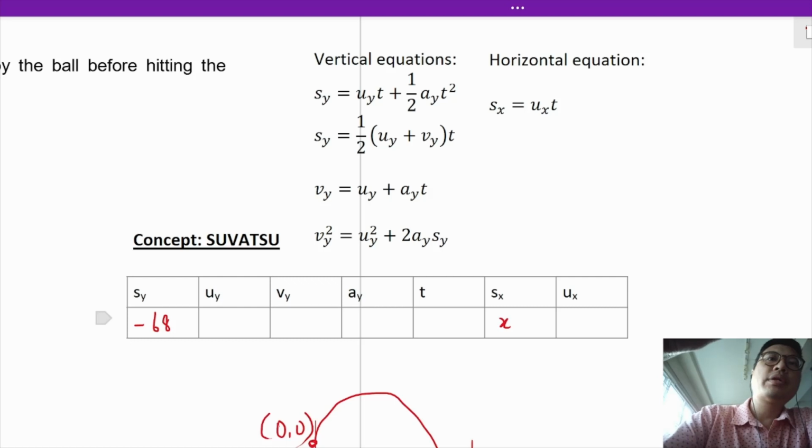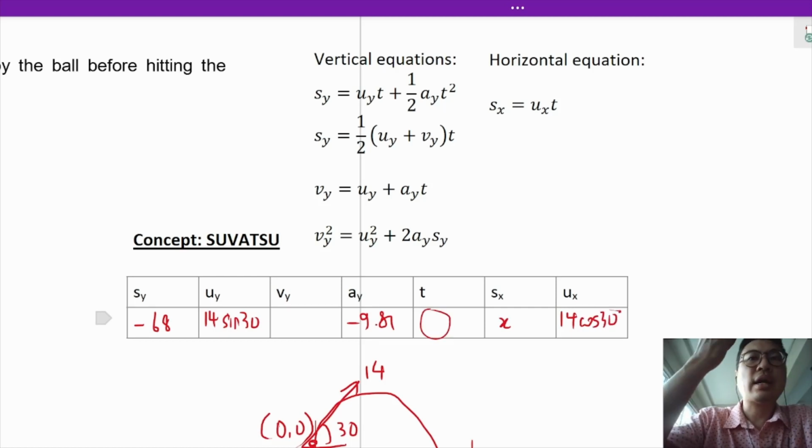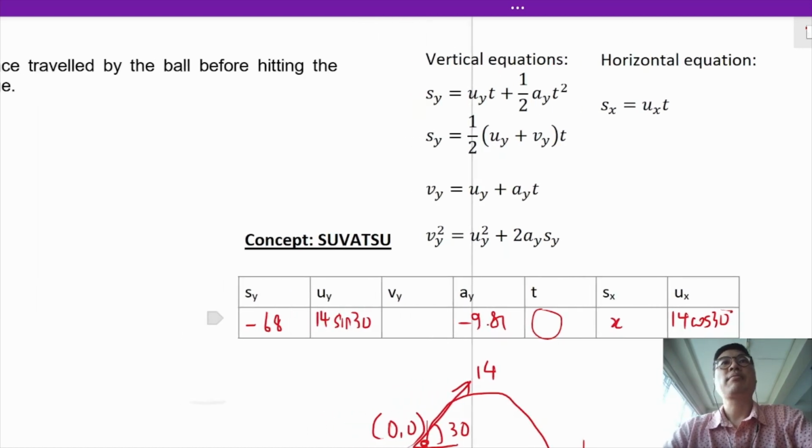We also have the same initial speed 14 and the same initial angle 30. So uy is 14 sine 30. Acceleration is minus 9.81, and ux is 14 cosine 30. So all we need to do now is to find t again, and then we can solve for both sides.